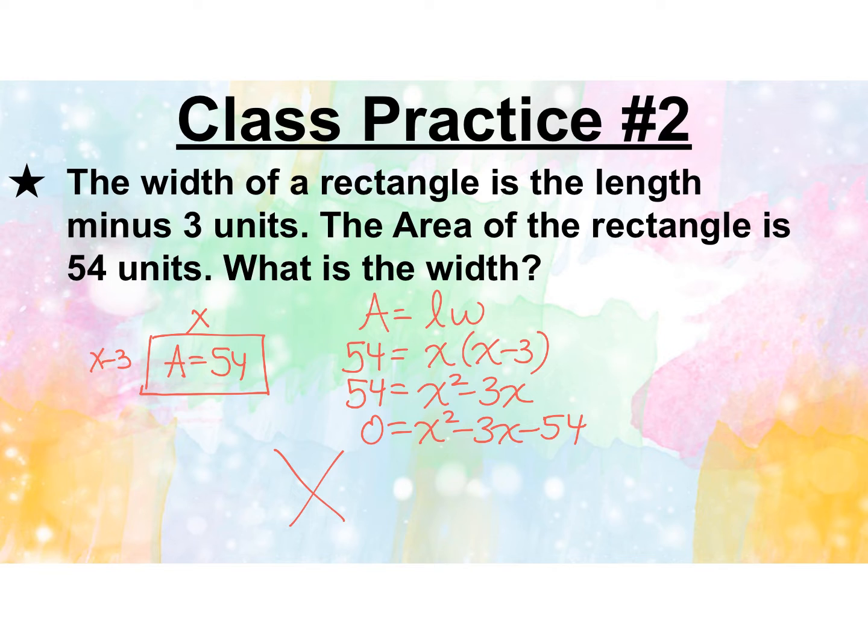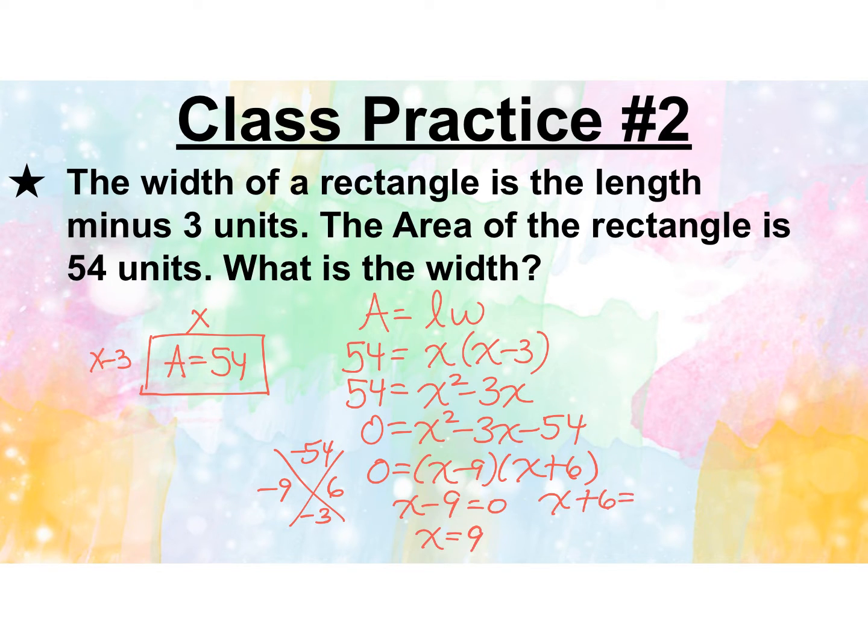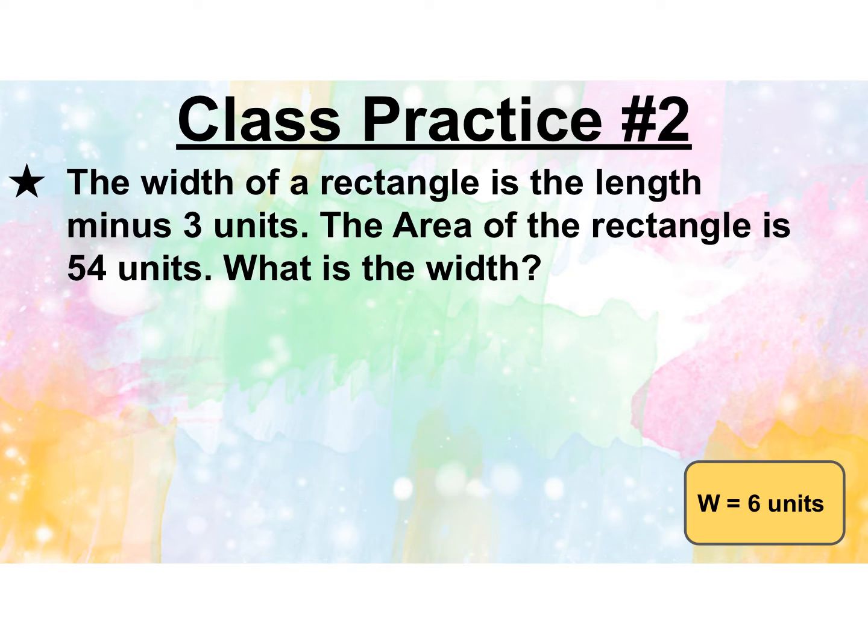Let's factor it. What multiplies to negative 54 and adds to negative 3? That's negative 9 and 6. So we get x minus 9 and x plus 6. Set each of those equal to 0. X could be 9, but x cannot be negative 6. So when I plug it back in, the length is 9. The width is 6. So make sure you're answering the right question. You're not always going to come out to the variable being the answer, so you have to interpret that.